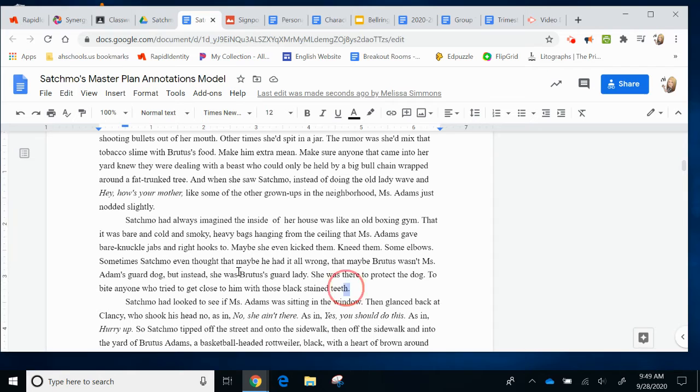The part that I think is the most interesting is this part here, because it really gets into again and again. And this really helps us figure out a little bit more about Miss Adams, of course, but also Satchmo, because now he has spent so much time thinking about it.